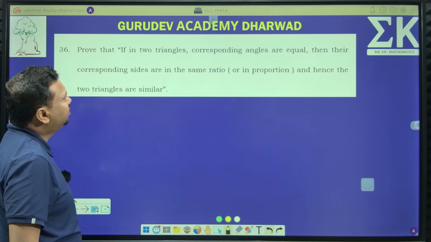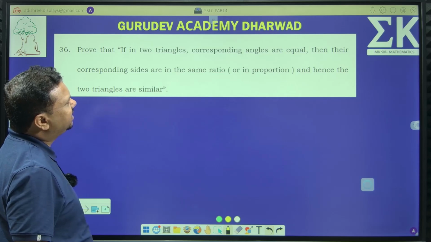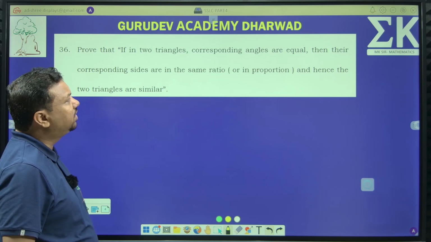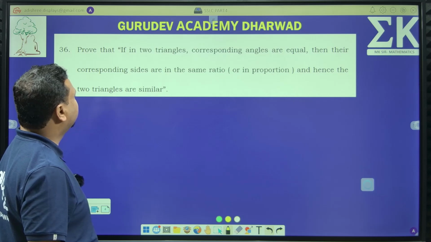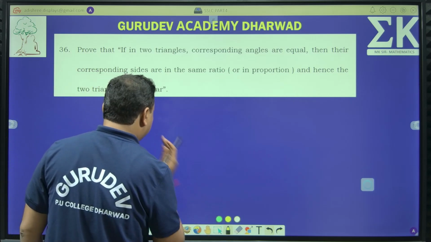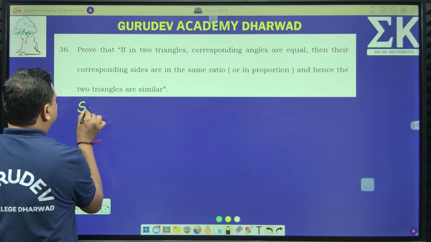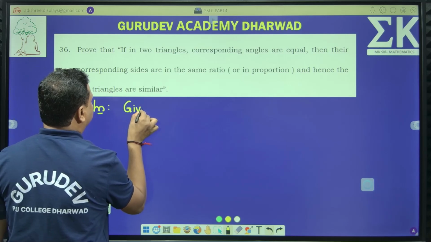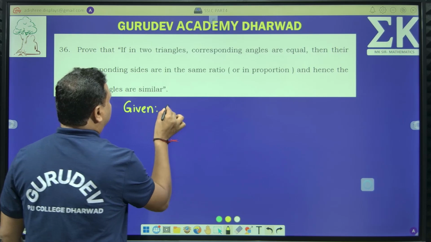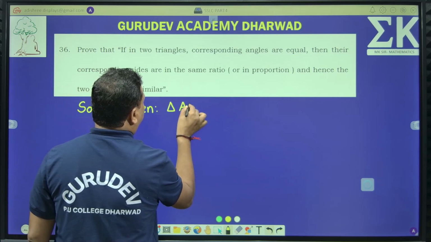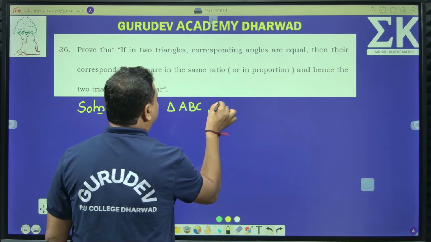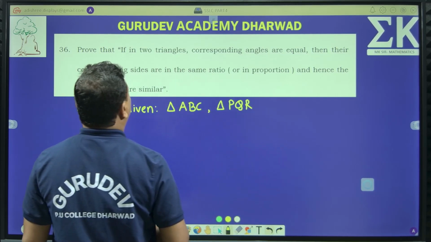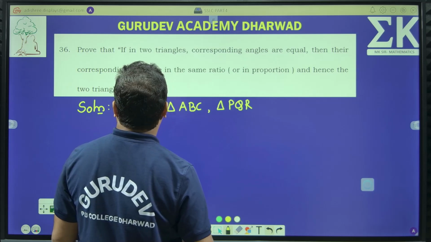Prove that if in two triangles corresponding angles are equal, then their corresponding sides are in the same ratio or proportion. Hence, two triangles are similar, right? So, let us understand what is given in the problem. Okay, what are the given things? Given the triangle ABC, the triangle PQR, the two triangles' corresponding angles are equal.